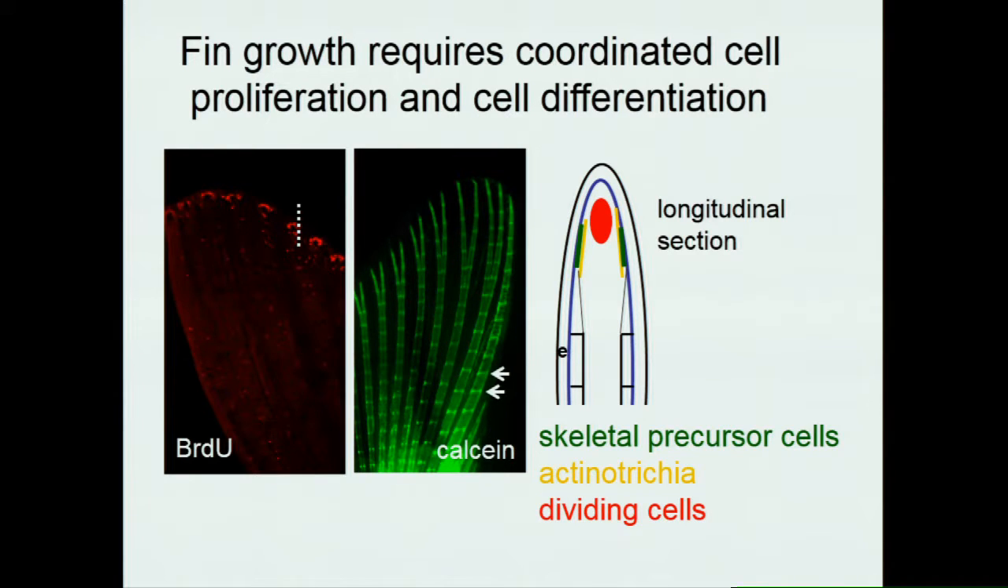I wanted to start by introducing the different tissues of the fin. The fin is made of multiple bony fin rays, and each bony fin ray is comprised of multiple bony segments, where a segment is a region of bone flanked by joints, which you can see by the arrows on the right panel.